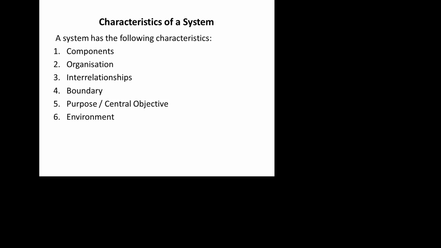Let us discuss the characteristics of a system. A system has the following characteristics. First one, components. Second one, organization. Third one, interrelationships. Fourth one, boundaries. Fifth one, purpose or central objective. Sixth one, environment. So what is the first characteristic of a system?